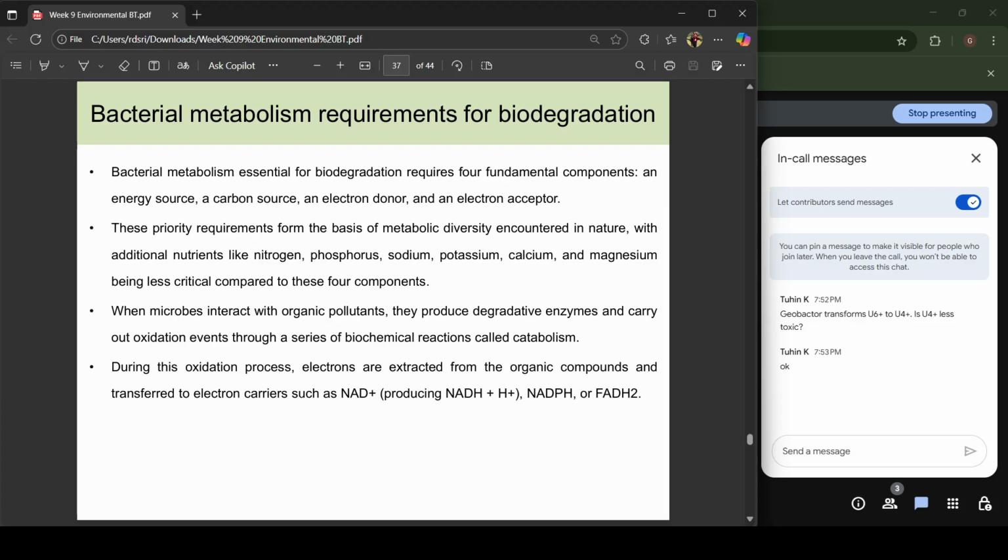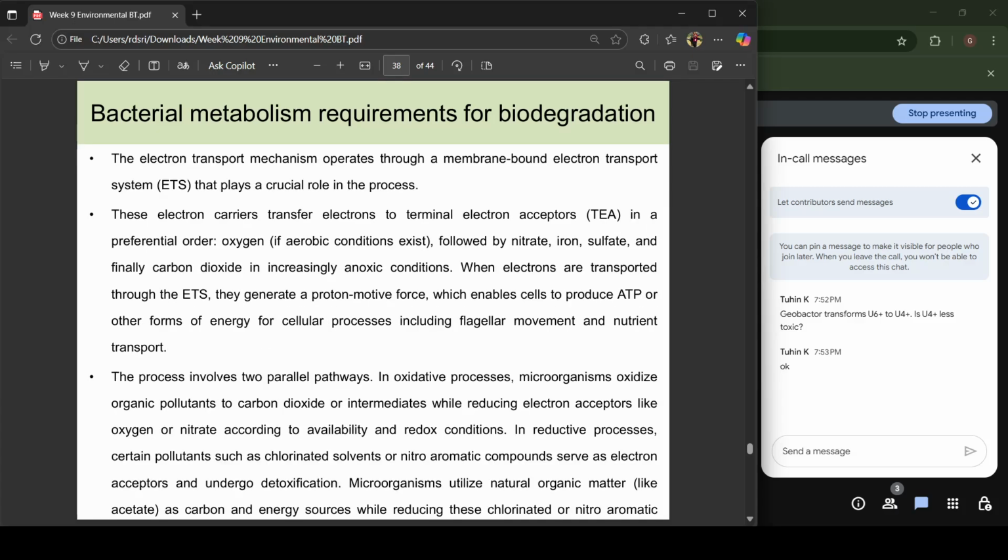When microbes interact with the organic pollutants, they produce degradative enzymes and carry out redox reactions. These redox reactions are not single-step reactions, they are a series of biochemical reactions. And this degradation process is known as catabolism. During this process, electrons are extracted from the degradation of the pollutant or the organic compound, and transferred to the electron carriers, which further undergo electron transfer. So now talking about the electron transport mechanism, it operates through a membrane-bound electron transport system.